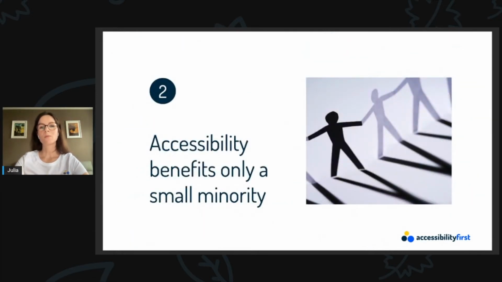The first myth I'm going to talk about is that accessibility benefits only a small minority. I think this is one of the most underrated myths of all. Maybe it's because many disabilities are invisible. It's not always obvious that someone has a disability. For example, how would you know that someone is deaf or has poor eyesight just by seeing a person sitting on a park bench? The truth is, accessibility benefits a wide range of people.